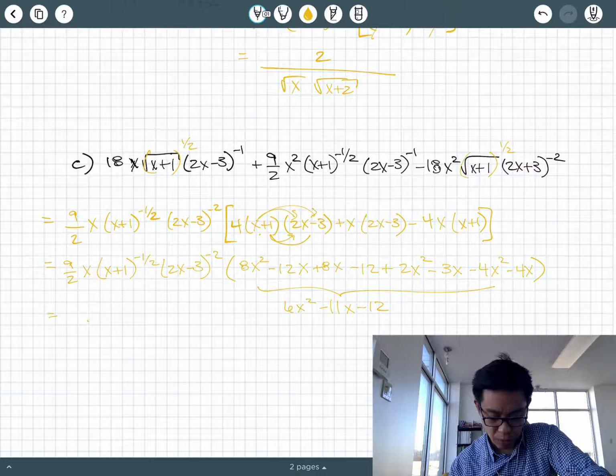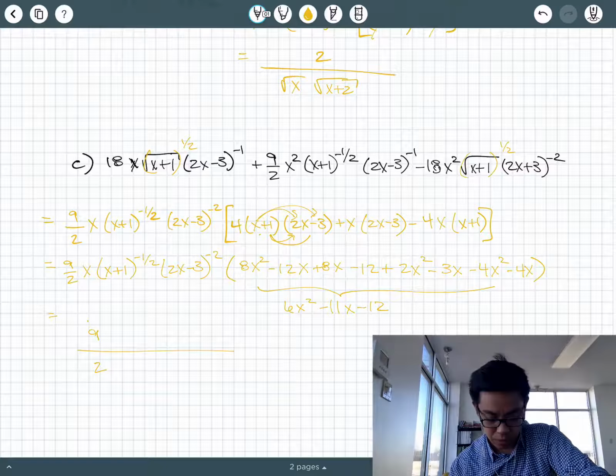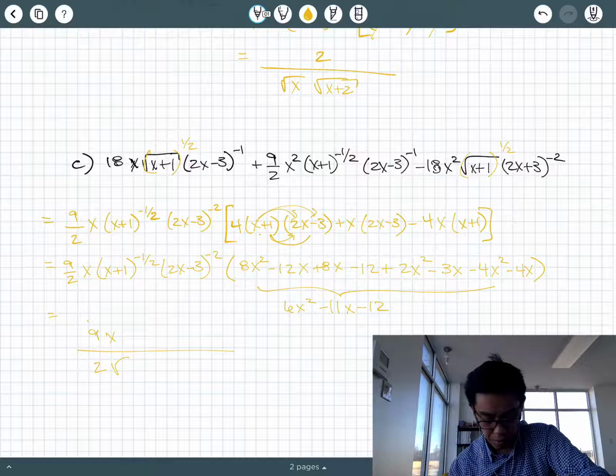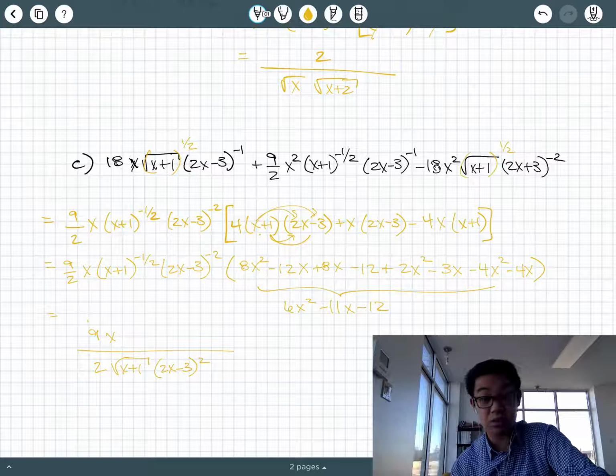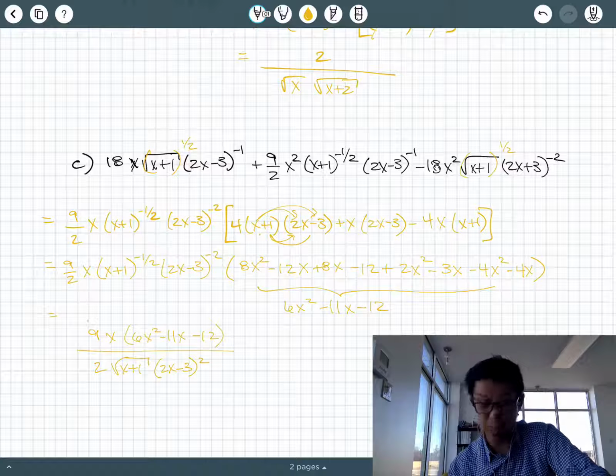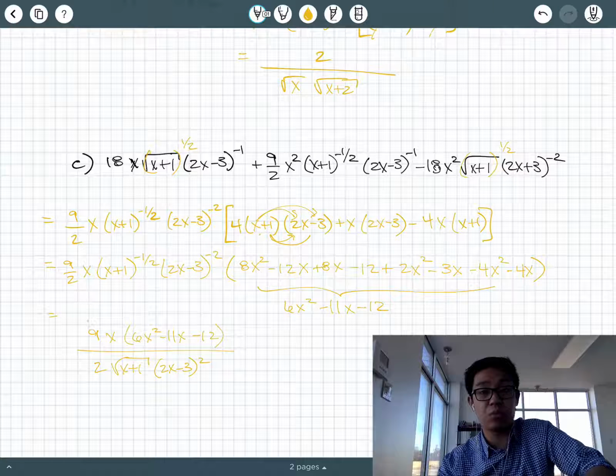And now we'll put everything on the correct floor. So the x is a positive exponent, so it stays up top. The x plus 1 goes to the bottom as a root. The 2x minus 3 is going to go on the bottom. And the 6x squared minus 11x minus 12, that'll stay up top. And that is the most cleaned up and most factored form of that derivative.